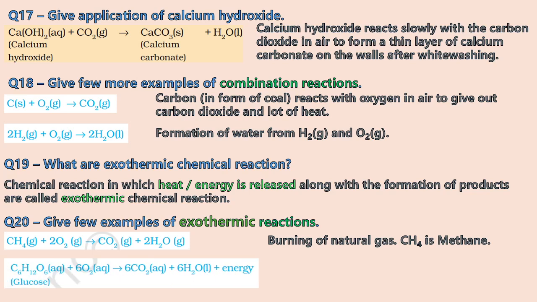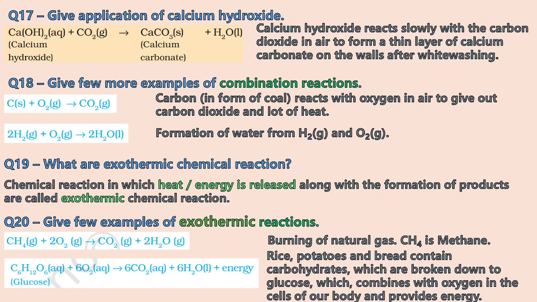Similarly, inside our cells, glucose, C6H12O6, reacts with oxygen that we breathe to give out carbon dioxide, water, and energy. The rice, potatoes, bread, whatever we eat contain carbohydrates, which are broken down into glucose. This glucose inside our cells combines with oxygen in our body and provides us with energy, and the byproduct is carbon dioxide, which we breathe out. We breathe in oxygen, we breathe out carbon dioxide. It is reverse for trees. They breathe in carbon dioxide and they give out oxygen.